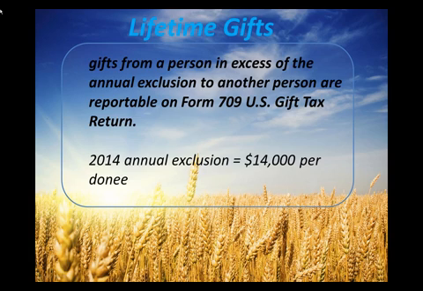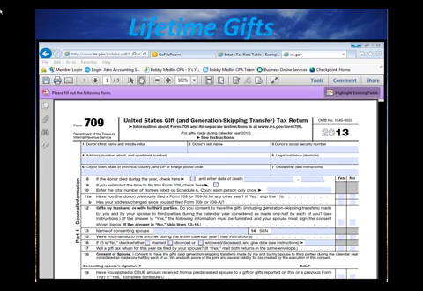Sorry for that. From that exemption amount, you have to consider the lifetime gifts that are made. A lifetime gift is a gift from a person in excess of the annual exclusion to another person, which is reportable on Form 709, the U.S. gift tax return. Anything over the annual exclusion, which is $14,000 per donee for 2014, is considered a lifetime gift. So for example, if a person would give another person $24,000 in 2014, that would be $10,000 in excess of the annual exclusion, and that $10,000 would then be subtracted from the exemption amount that that person has for their estate.